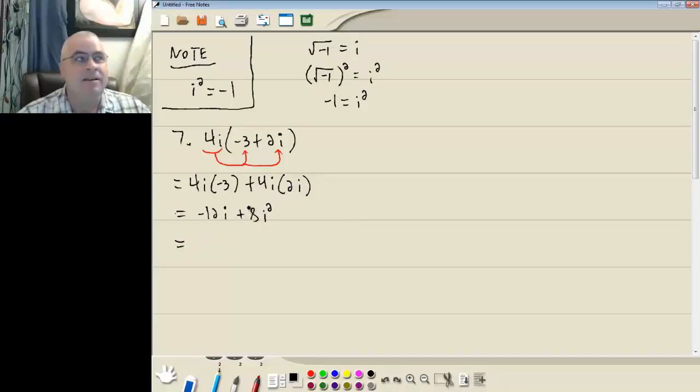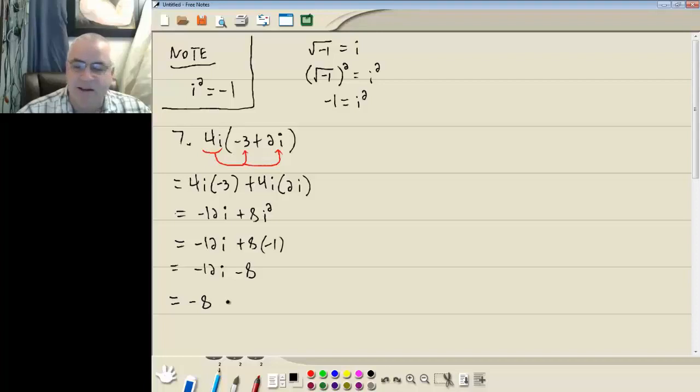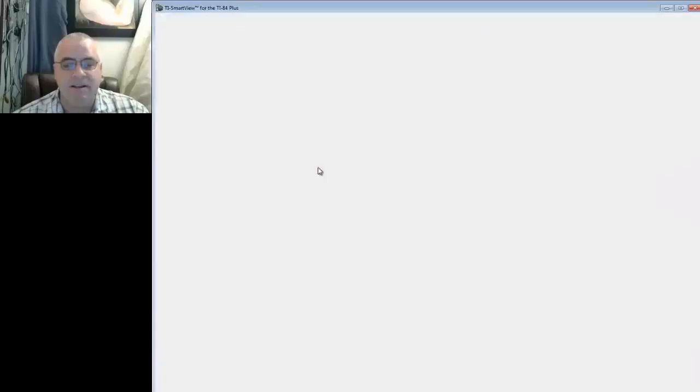Again, we always want to write it in standard form for our answer, and standard form says we can't have an i squared. But that's okay, because up here in our note we said that i squared is equal to negative 1. So I'm going to have negative 12i plus 8 times negative 1, which gives us negative 12i. 8 times negative 1 is negative 8. And not to be picky, but standard form does say real parts should go first. So it should be negative 8 minus 12i. And that's our answer. Okay, do this on the calculator. You just type it in pretty much as you see it.